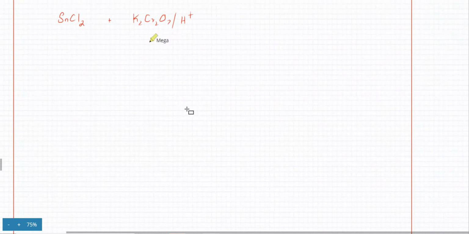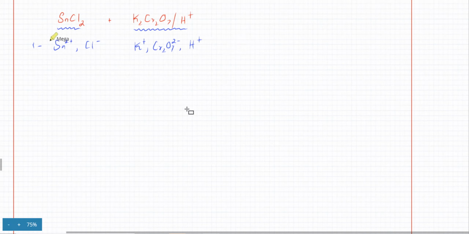So what were the steps that I told you to take? The first step was that you identify the reactants, and you treat ionic compounds as separate ions. Like in SnCl2, you have Sn2+ and Cl−. In K2Cr2O7 acidified, you have K+, Cr2O7 2−, and there's H+ as well. So these are my reactants. Is this clear?